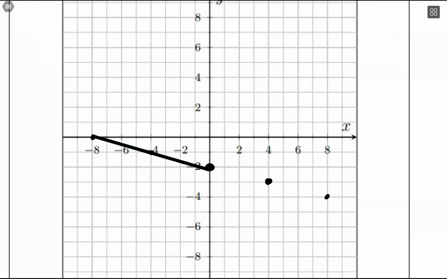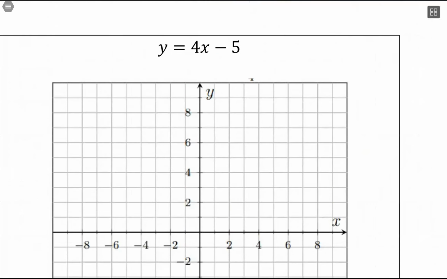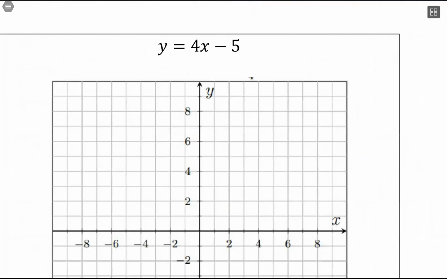So with that, I'm going to draw my line through those points, put arrows on the end, and there's our graph. With this next one here, same idea. So with this one, we have a y-intercept of -5 and a slope of +4, which I'm going to write as 4/1. So I can see we're going to go up 4 and right 1.